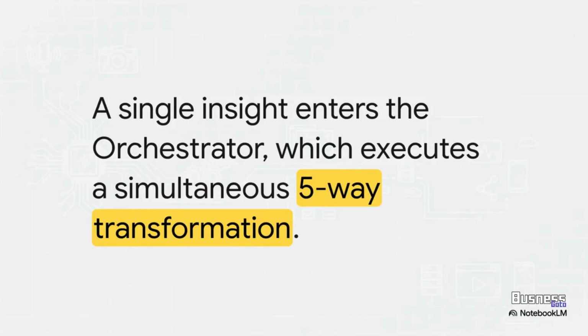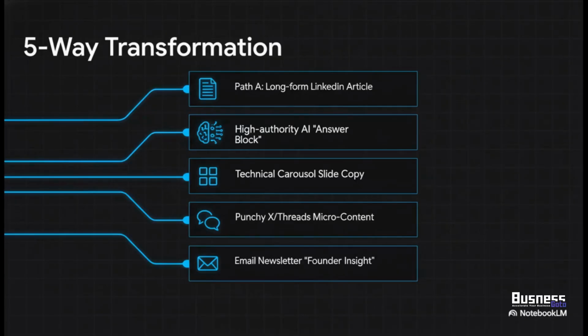And folks, this is the heart of the entire system. This is the game changer. That single golden insight is now fed into the orchestrator, which then executes a simultaneous 5-way transformation. Seriously, think of it like a single beam of light hitting a prism. One beam goes in and it refracts into 5 distinct, powerful streams of content coming out the other side. So let's look at what those 5 streams actually are.